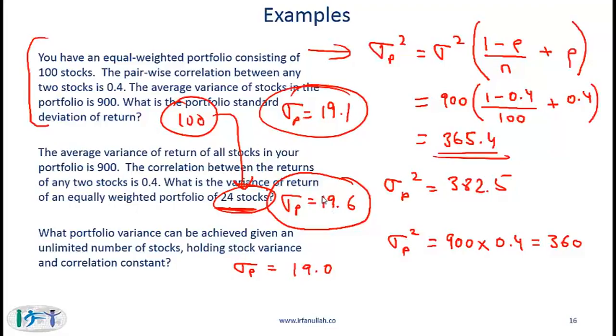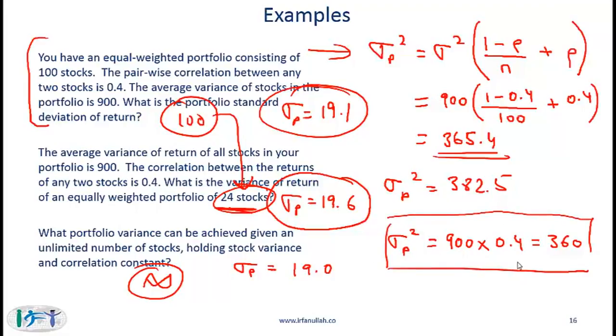All right. Now if we go to the other extreme, where we have an infinite number of stocks, then the variance is based on this formula that we talked about on the previous slide. So the variance is 360 and the standard deviation is approximately 19. So look at the difference between a 24 stock portfolio and a portfolio with an infinite number of stocks. The difference in the standard deviation is only 0.6. So it is only a marginal difference.